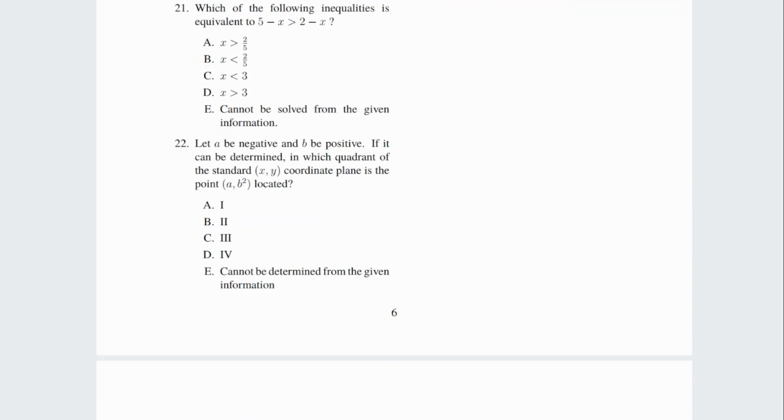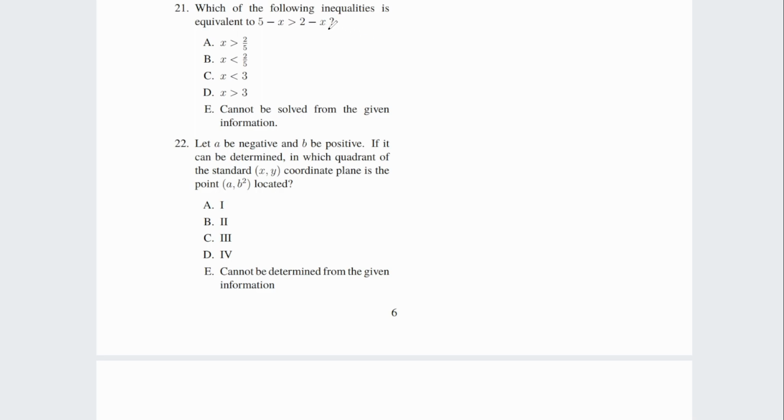Question 21 asks, which of the following inequalities is equivalent to 5 minus x is greater than 2 minus x? You might think of this as an inequalities problem at first, but that is really tricky. When we have the answer choice "cannot be solved from the given information," you always need to make sure you are paying attention to whether this question is solvable.